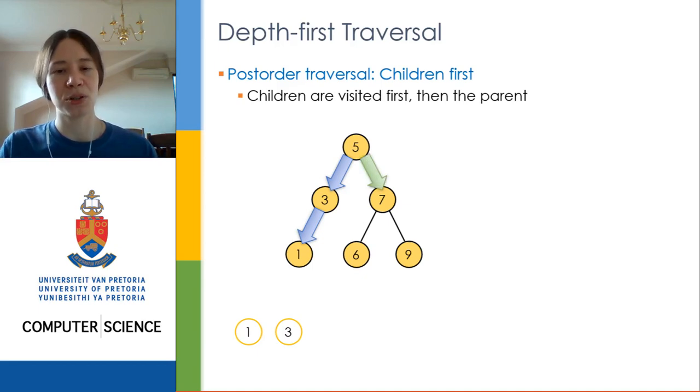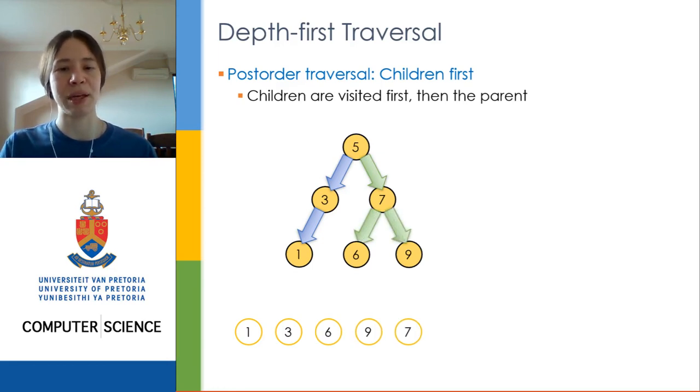So 5 is going to pass control to 7. 7 is also a parent. It has a 6 and a 9 as its children. So it will first print 6, then print 9, and only then will we be able to print 7. Then we're going to backtrack to 5 and finally print it after all the children of 5 have been printed.